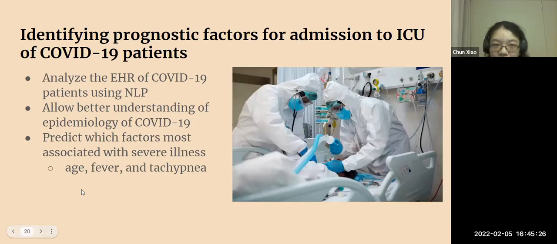Another application of natural language processing in COVID-19 is that it can identify prognostic factors for admission to the intensive care unit, the ICU. It can analyze the electronic health records of COVID-19 patients and identify the symptoms that are most likely to occur in a patient who is later admitted to the ICU. This can allow better understanding of the epidemiology of COVID-19 and identify which factors are potentially of most interest for seeing what exactly COVID-19 affects and how it becomes more severe.